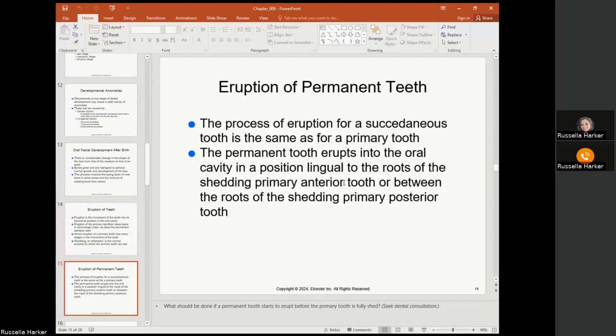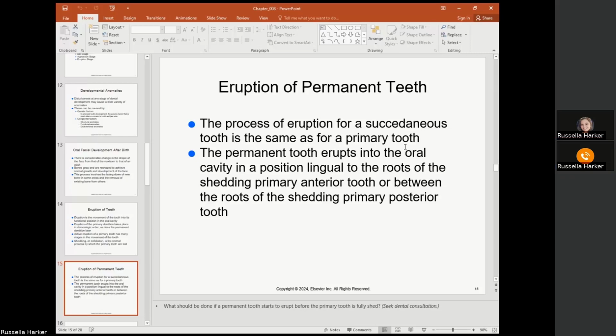The process of eruption for a succedaneous tooth is the same for a primary tooth. The word succedaneous means replacement of a primary tooth. Not all adult teeth are succedaneous teeth. Only the permanent teeth that replace primary teeth are succedaneous. So there should be 20 succedaneous permanent teeth that replace the 20 baby teeth or primary teeth.